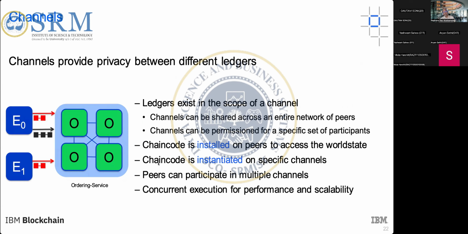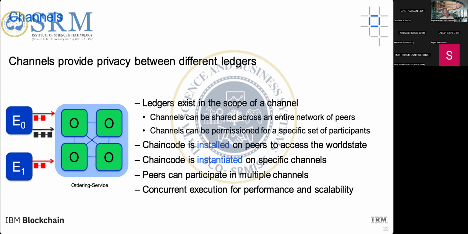And you have the channels. This is completely an abstraction. So what is a channel? The channel provides privacy between different ledgers, right? So when you have different ledgers, again, what is a ledger? As I mentioned before, a ledger is for one kind of business function, or you can say business entity or something like that.